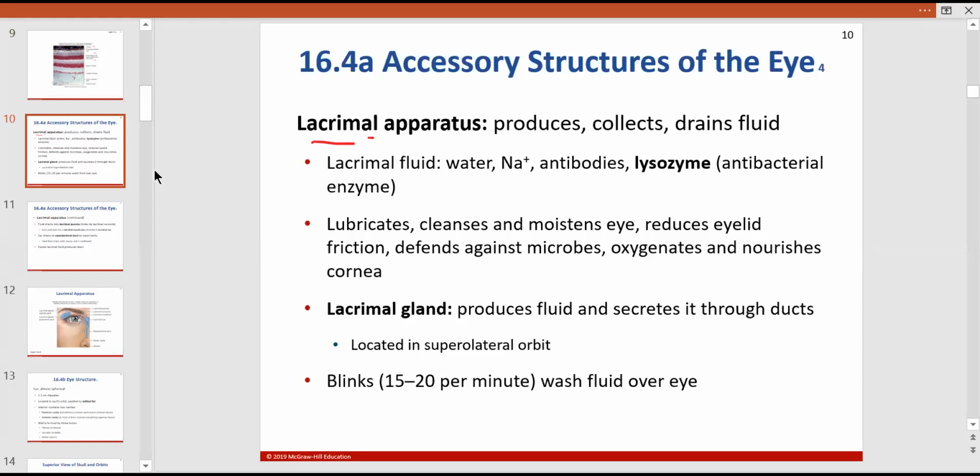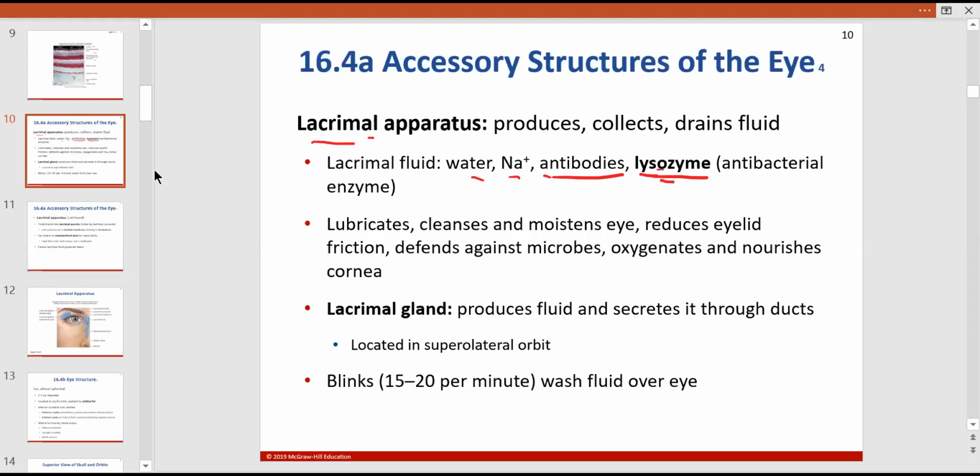So tears contain water and sodium, of course, salt. But there are antibodies, right? There are antibodies, viral protection. You have lysozyme, which is destructive. Remember, the lysosome from the cell was the suicide sac of the cell, which destroys something that's harmful to the body.